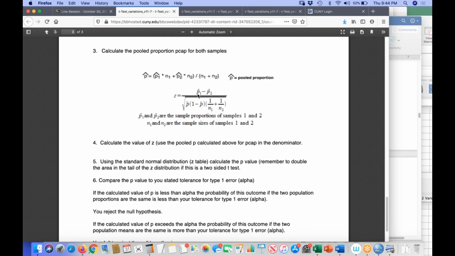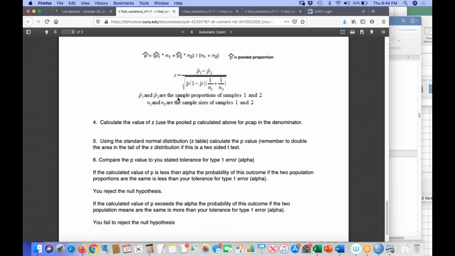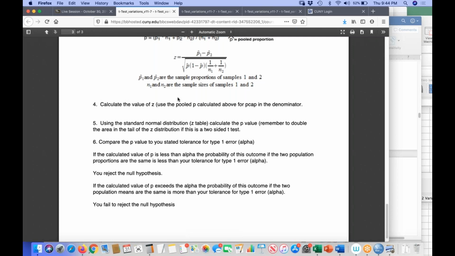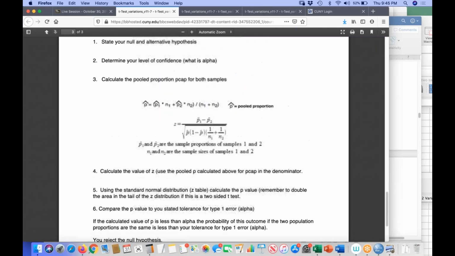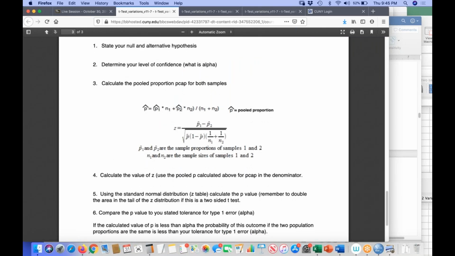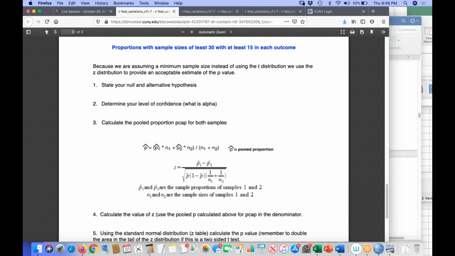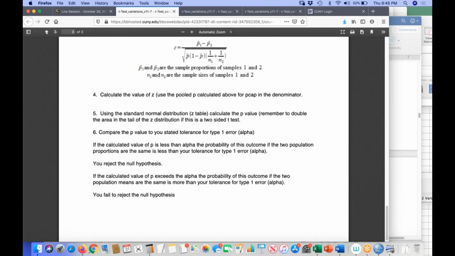And how do we do this? We take proportion number 1 minus proportion number 2, p cap 1 minus p cap 2, over the standard error. And what's the standard error? The standard error is the square root of p cap times 1 minus p cap times 1 over n1 plus 1 over n2. Figure this whole thing out, find out what Z is equal to, and check to see if you've exceeded 1.96. And that's how you would do the t-test for proportions, or compare proportions using hypothesis testing.